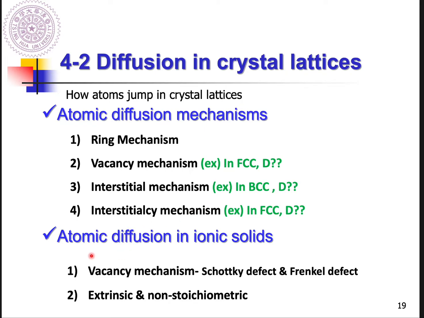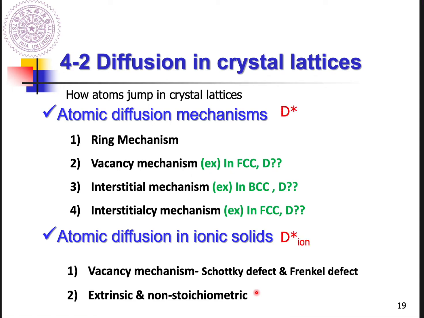And at the end of this part, we are going to talk about atomic diffusion in ionic solids. So here we are going to introduce the vacancy mechanism, which has two different kinds of vacancy defects, called Schottky and Frenkel defects. And also in ionic solids, we are going to tell you about the extrinsic and non-stoichiometry effects, which will affect atomic diffusion in ionic materials. So let's move to the first part.